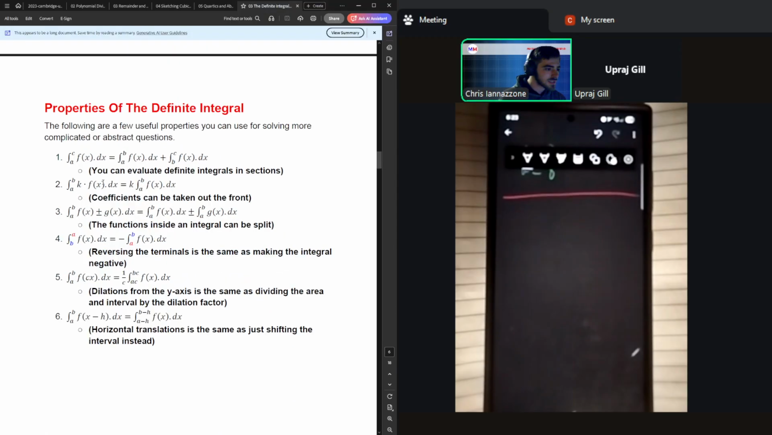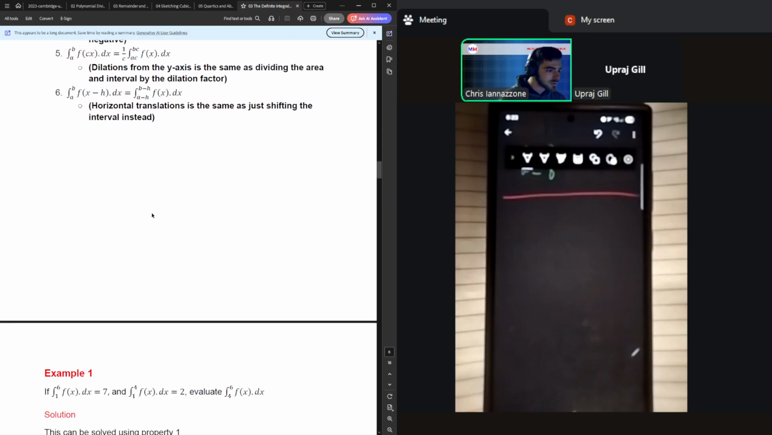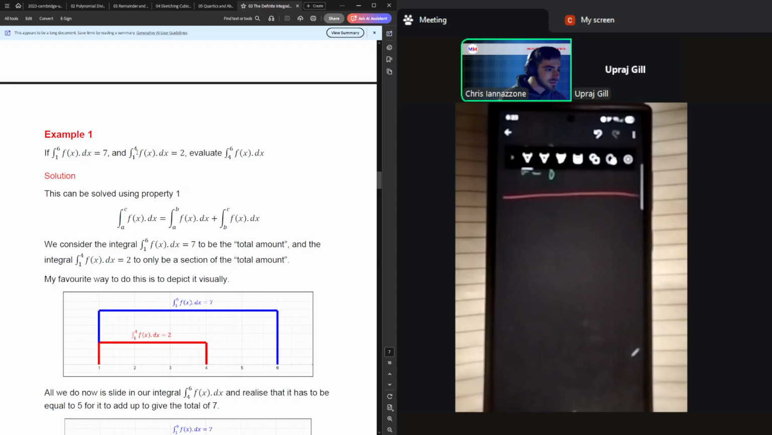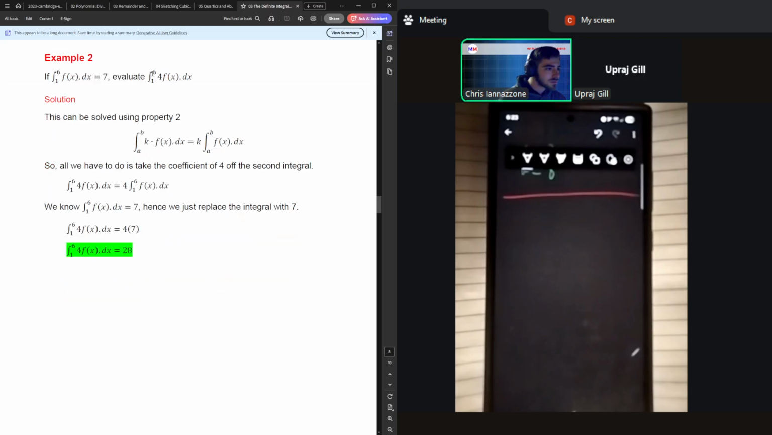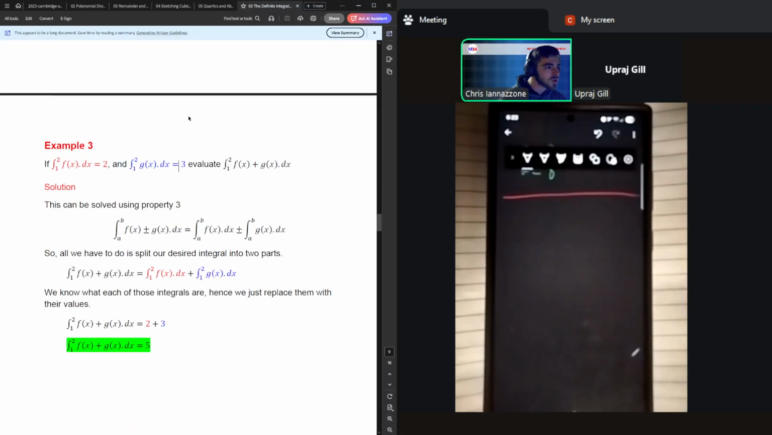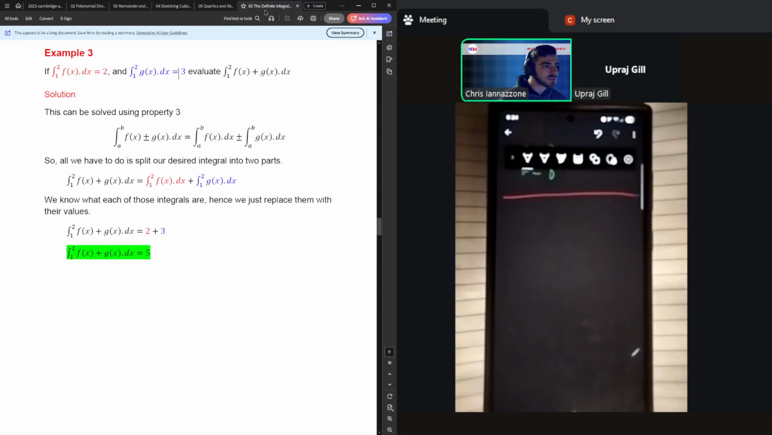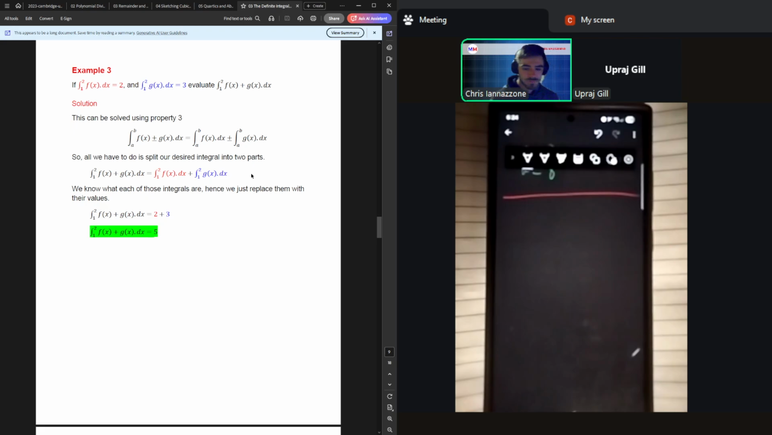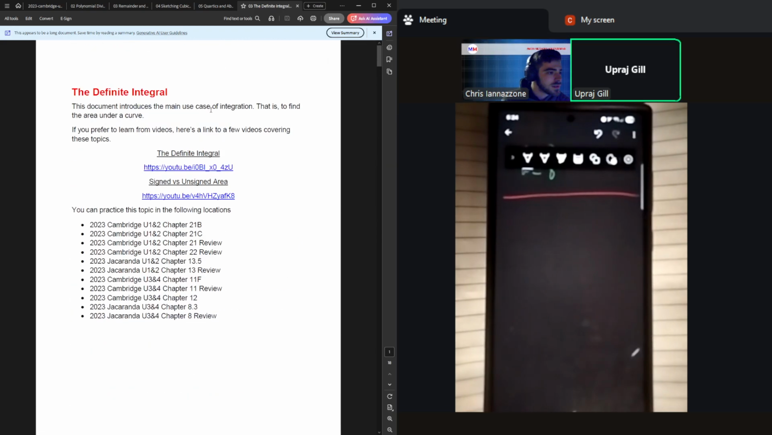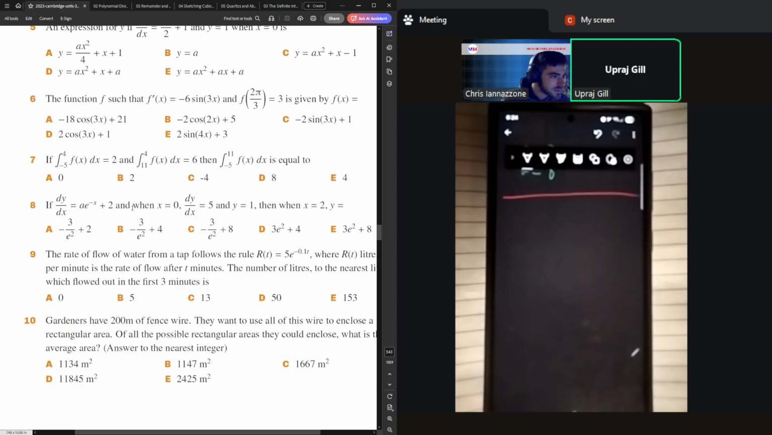So I've got 6 key examples: here's if you have different terminals, here's if you have coefficients. Again, in this case, I've got 1 thing of f that I don't know. There's a whole bunch of examples in the definite integral doc specifically. Right, that's that one. And where were we? It was this and then this.